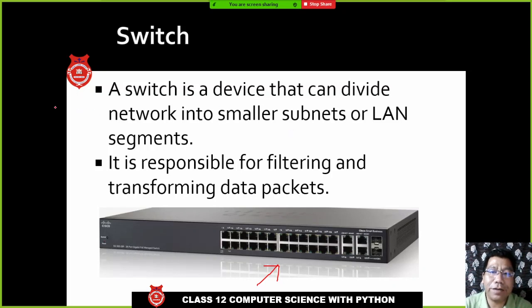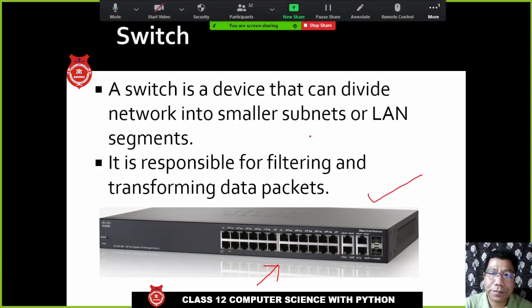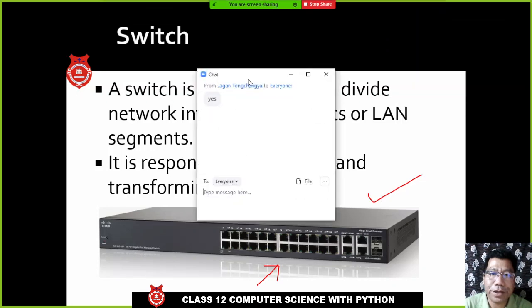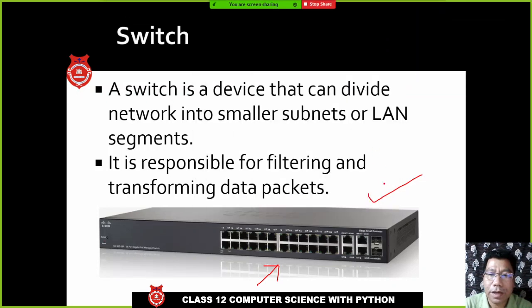For example, you have 100 computers, and you are separating them into 50-50. So those 50 computers will be sharing, let us say, one fast internet connection. When you use a switch, the speed can be utilized fully.